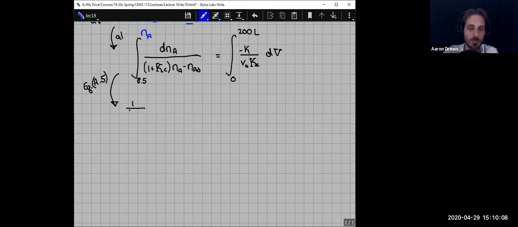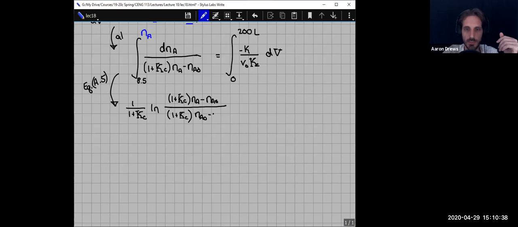result, which you might be able to see anyway if you have recently brushed up on your calculus, which maybe you have, maybe you haven't. It's okay if you haven't. That's why the appendix is there. It will look like this, right? And it's fairly nasty looking: 1 plus KC on top, NA minus NA0, 1 plus KC on the bottom, NA0 minus NA0. I kind of messed up my zero up there on the top. Let's neaten that up a little bit. There we go. And all of this has to be equal to minus K, the rate constant, times the volume, which is 200 liters, divided by V0 times KC.